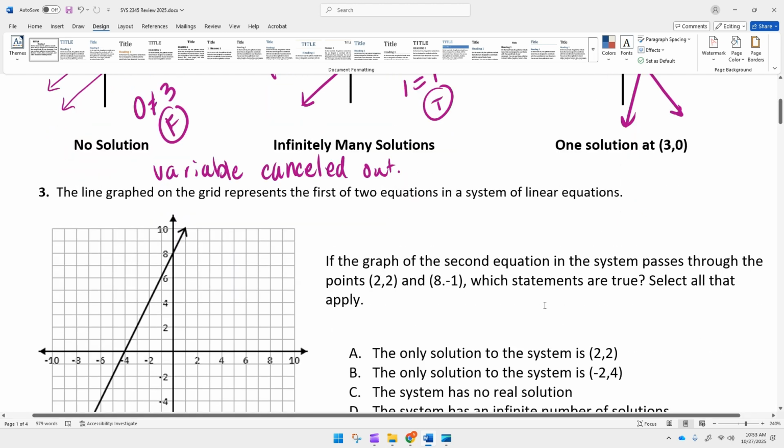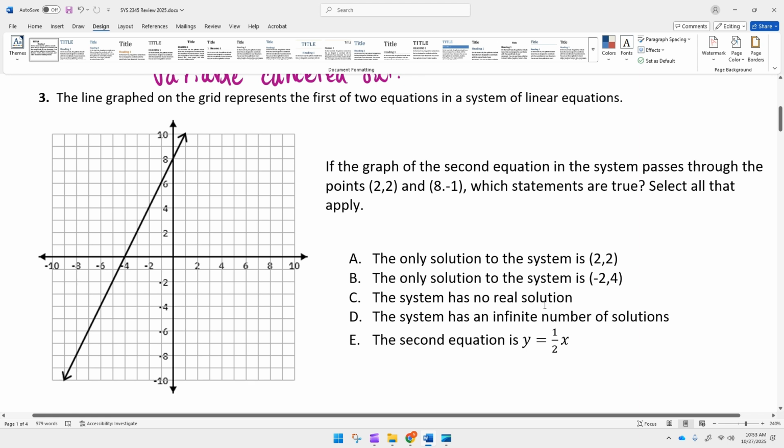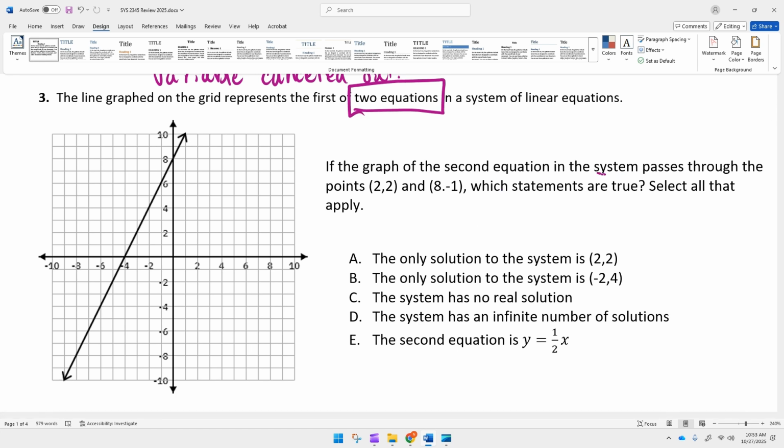Now, question number 3. They really like to give you this type of equation. Sometimes they'll give it to you like this, and they might give it to you as a table, or they might give it to you already graphed. You know you have a system because of the keyword two equations, and down here, system. Okay? When you see those keywords, then you know you have more than one equation. It's not just one equation.